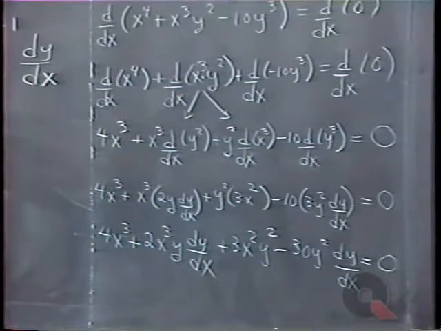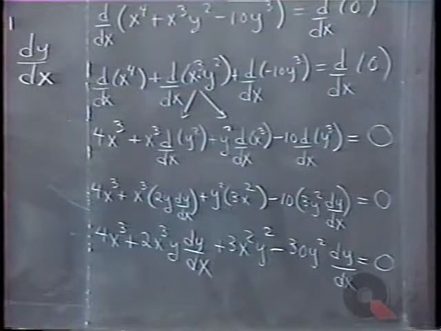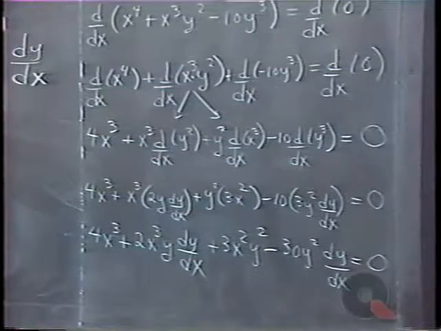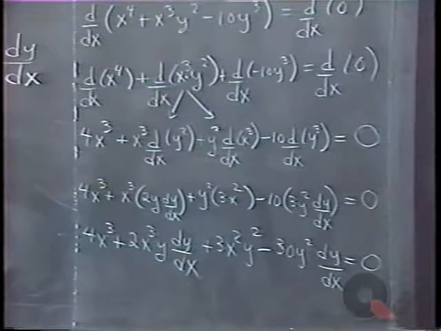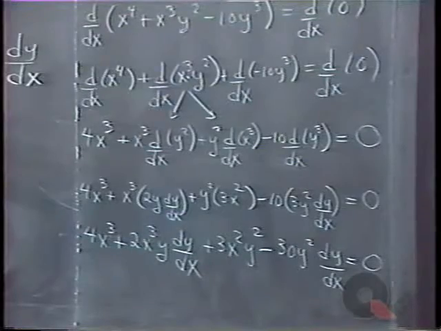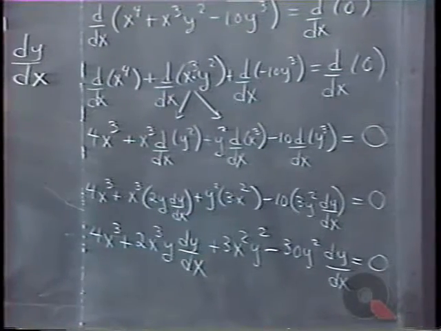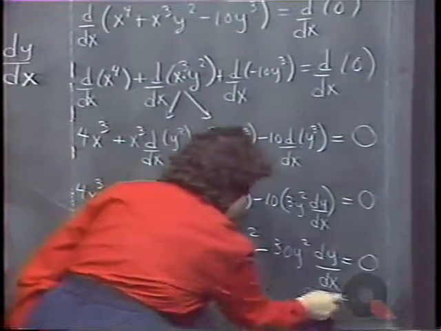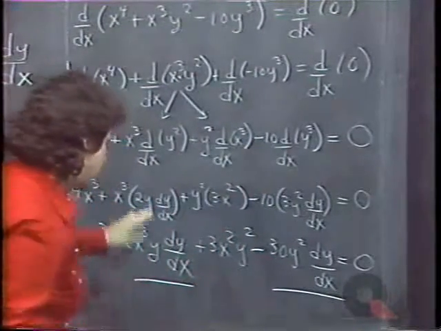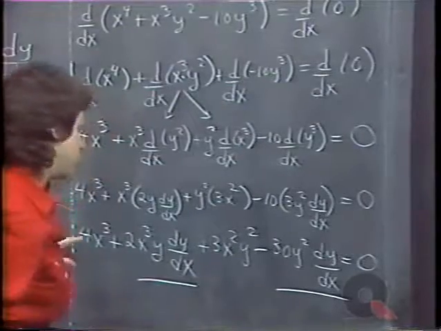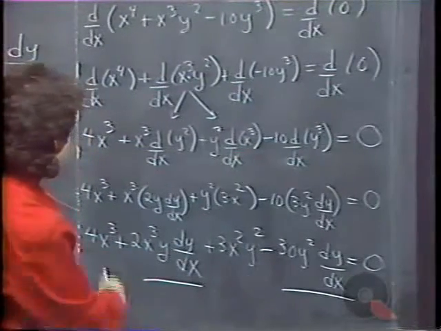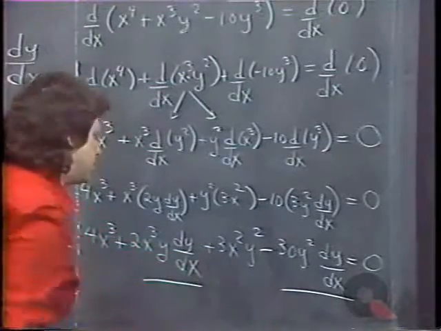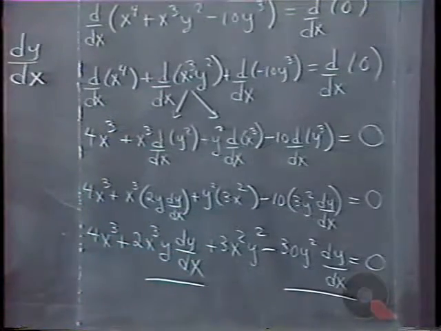So what we're going to have to do is get all the terms with dy dx on one side and everything else on the other. And then we will factor out a dy dx and solve for dy dx. So let's see. This term has a dy dx. This term has a dy dx. Those two terms I'm going to keep here, and I'm going to transpose the other terms. That is, I'm going to subtract 4x cubed from both sides, and subtract 3x squared y squared from both sides.